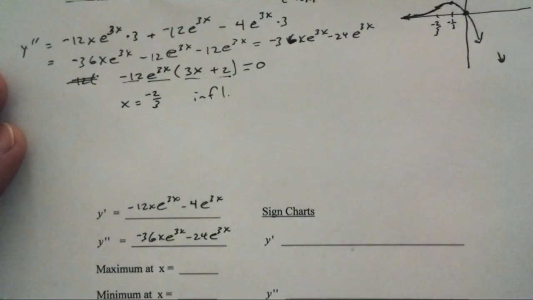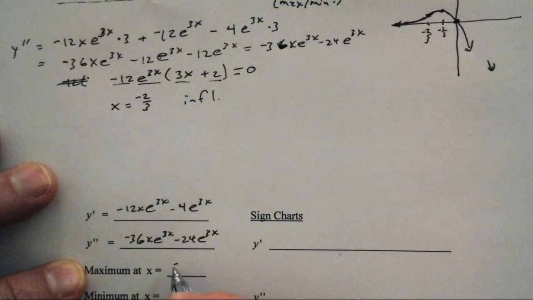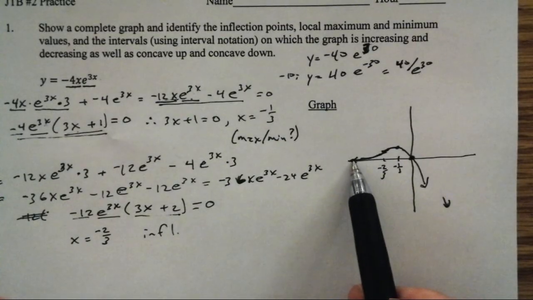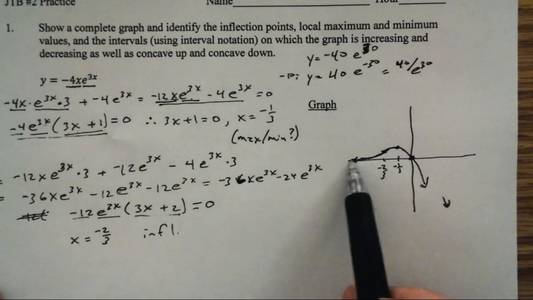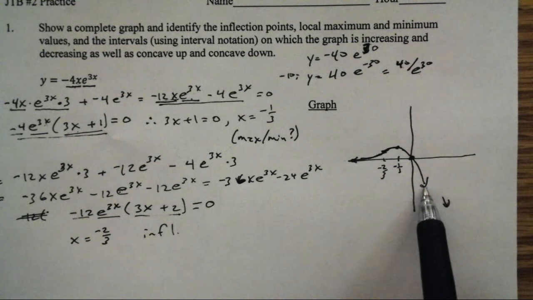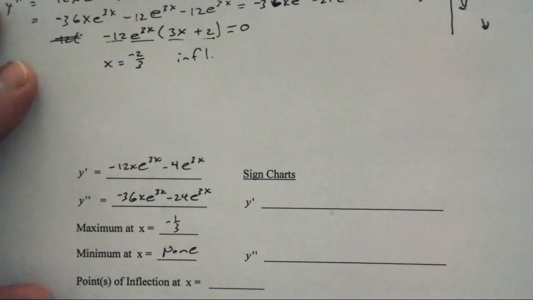Okay, so we do have a maximum. It occurs at x equals negative 1/3. This graph is going to approach 0, but it's never going to get there, so we can't say that it has a minimum. It keeps getting closer and closer to 0. It goes down forever, so we don't have a relative minimum value. I mean, you could say it's approaching negative infinity, but we're looking for relative minimums, relative maximums, so there is none. No relative minimum. Point of inflection we learned was x is negative 2/3.